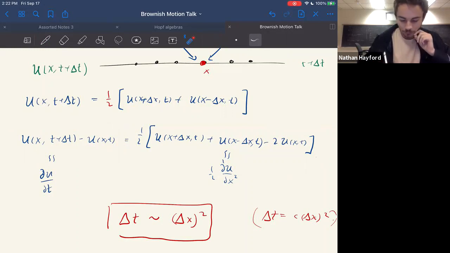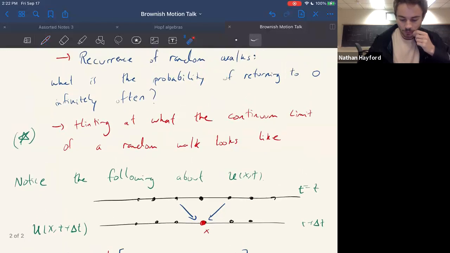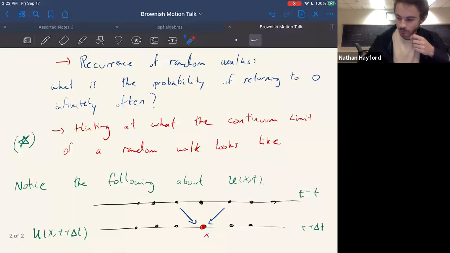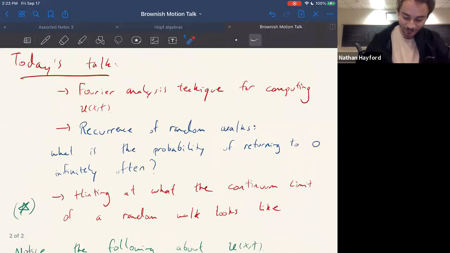So this scaling I claim is very important. We're going to come across it a couple of times. So let's just keep that in mind. So right, I had a couple of things I wanted to address. One was this Fourier analysis technique for actually computing the function u of x and t. So we'll talk about that first. Then we'll go on to actually talk about recurrence of random walks using the thing we found.